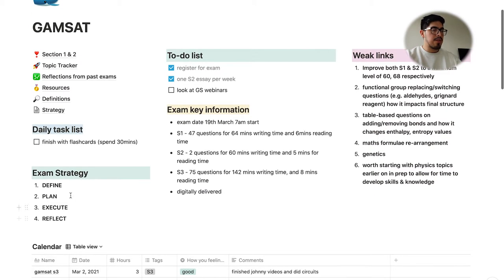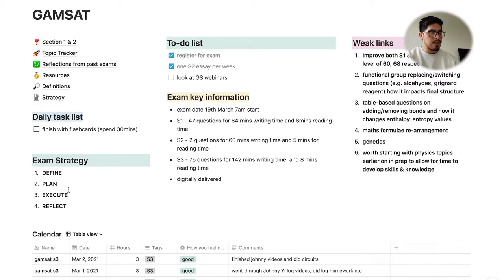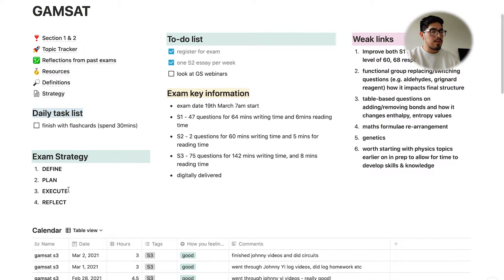Now we've got the exam strategy section here. Basically, I did a course with a guy called Barry Lowe, and some of the things he mentioned was that you could approach the questions by defining what the question was about, planning how you would approach it, executing, and then reflecting. I found that this was really useful for the actual exam, but more so for the actual preparation, when I was doing my own questions at home. A key aspect of it was defining the question. So what was the question actually asking me?